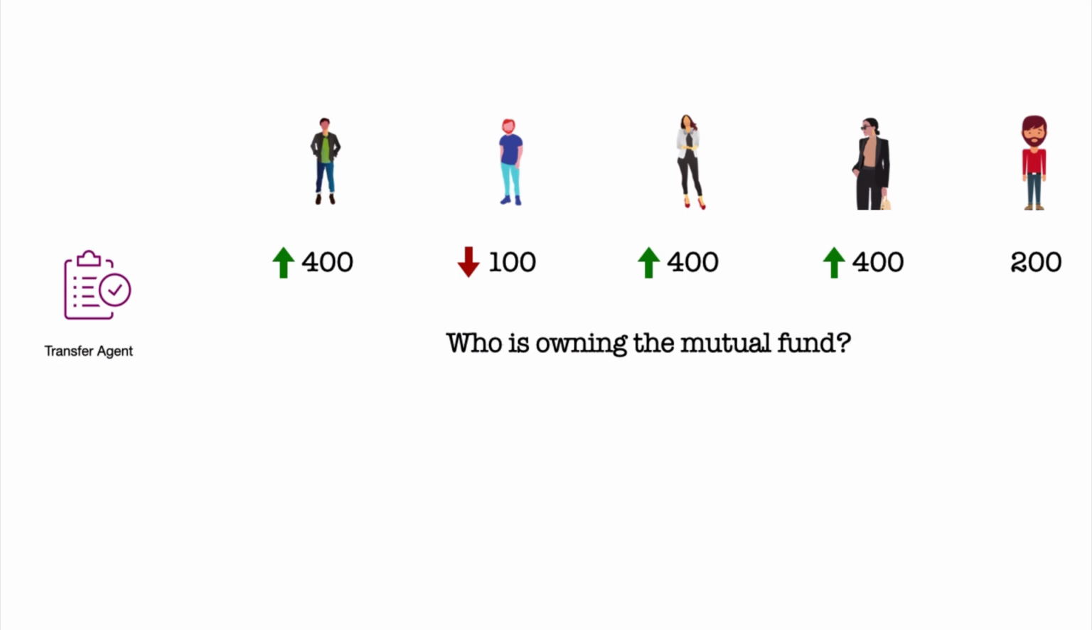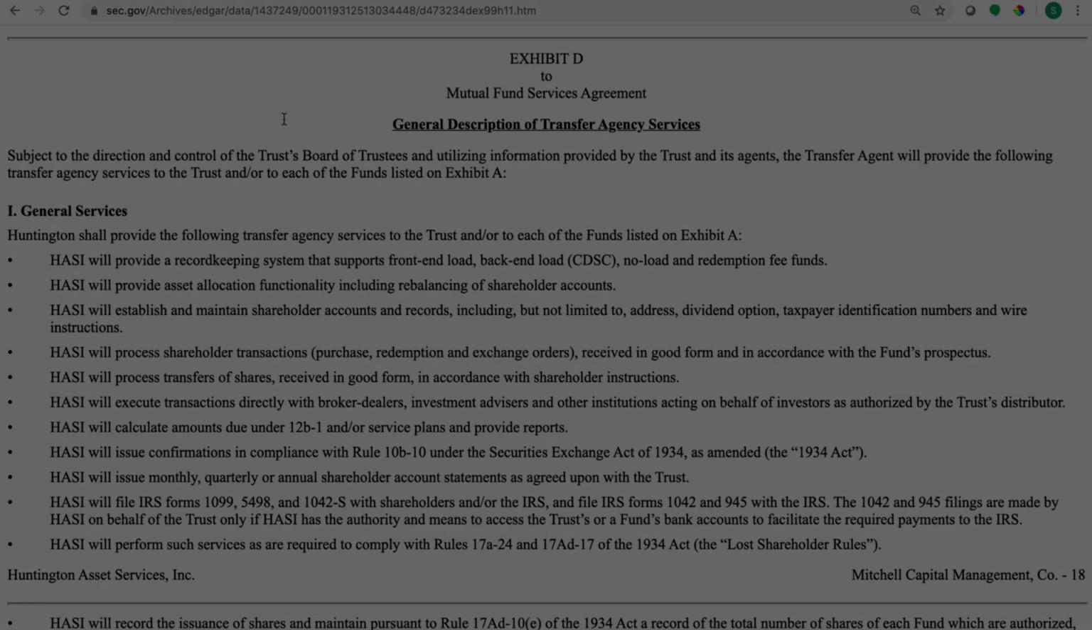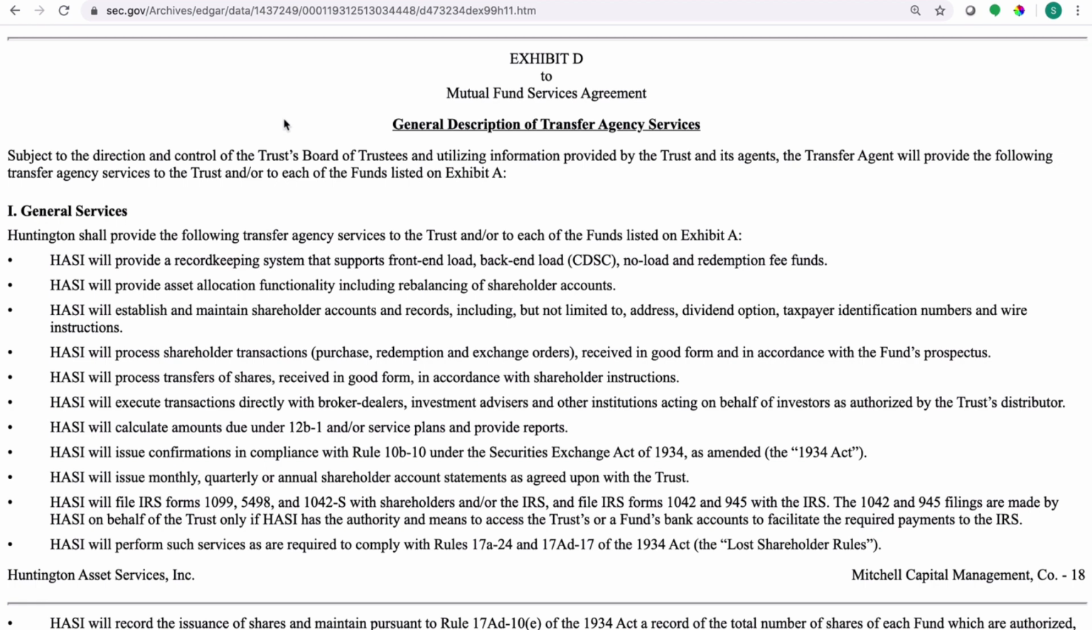Let's look at the key contract between the transfer agent and mutual fund, and therefore the services of a transfer agent. This is a typical contract between the mutual fund and the transfer agency. As you can see, there are numerous functions, but the most critical of them is to have a record keeping system that supports any kind of redemption and subscription activity in the fund. He also maintains the shareholder records, which includes address and other taxpayer identification numbers and wire instructions.